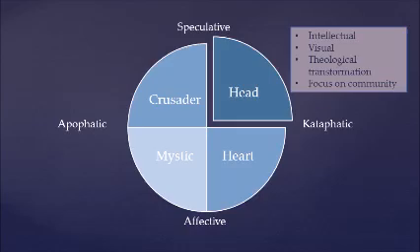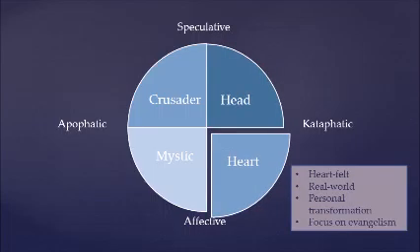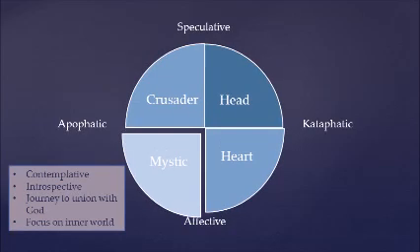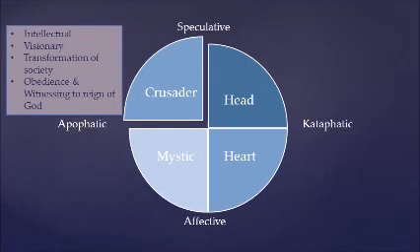Then we have the four quadrants. Type 1 is the speculative cataphatic. This is an intellectual thinking spirituality that favors what it can see, touch, and vividly imagine. Type 2 is the affective cataphatic. This is the heart spirituality, focused on personal transformation and sharing that experience with others. The affective apophatic is type 3. These are the mystics who seek union with God and are often more contemplative and introspective in their faith. And type 4 are the speculative apophatic. These folks can envision the kingdom of God and are focused on bringing that into reality through active obedience.